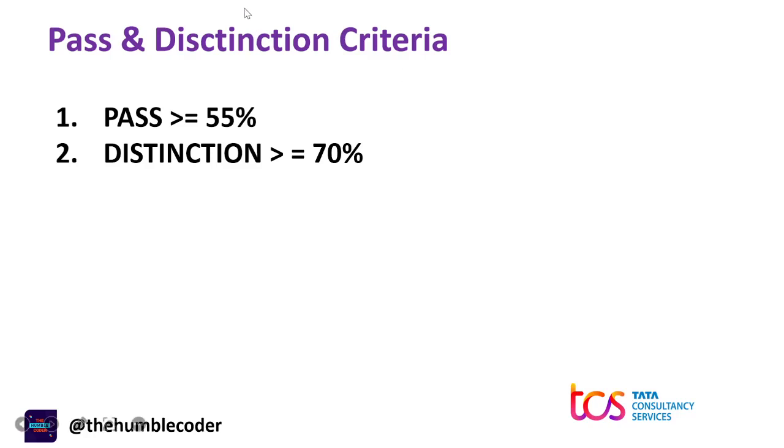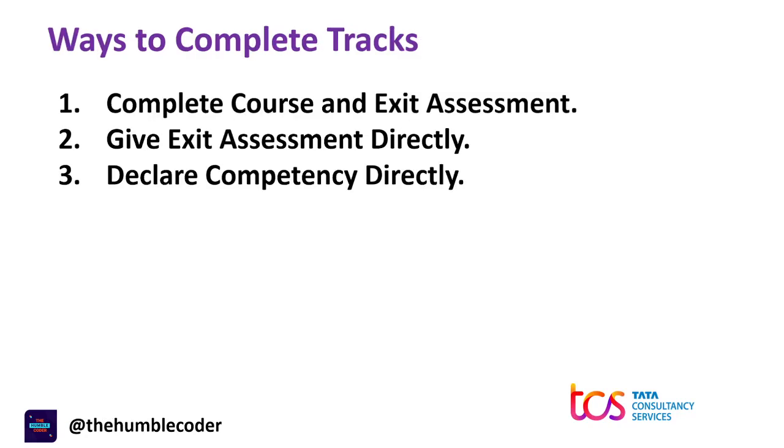Next is what is meant by pass and distinction. Pass is if you get greater than 55%, then it is called a pass. If you get greater than or equal to 70%, then it is called distinction. Now there are different ways to complete the tracks already mentioned. First, complete the course and exit assessments; second, give the exit assessments directly; and third is to directly declare the competencies if you don't have much time.